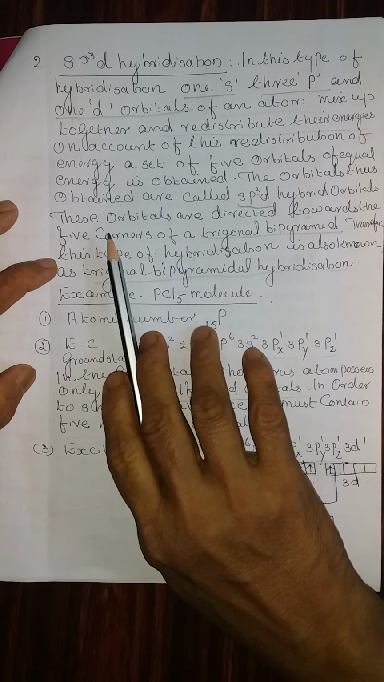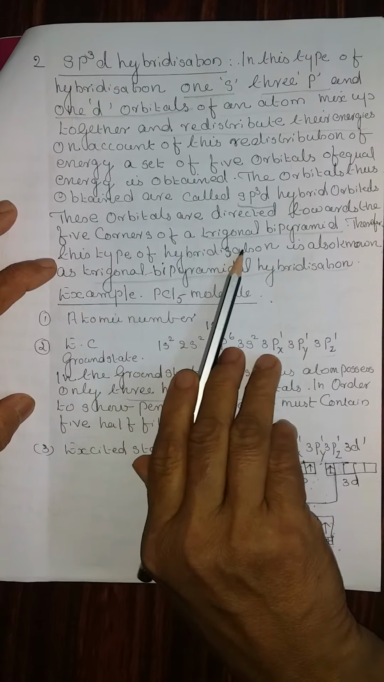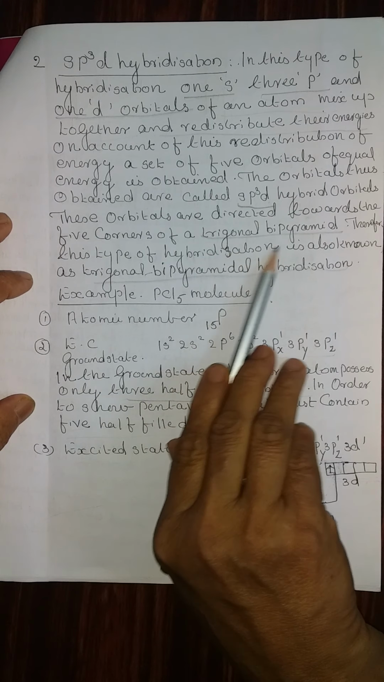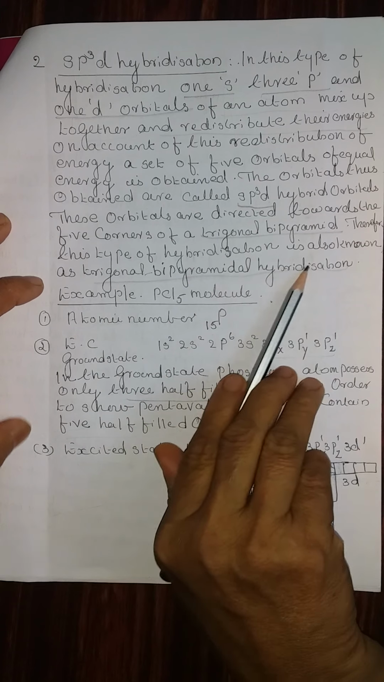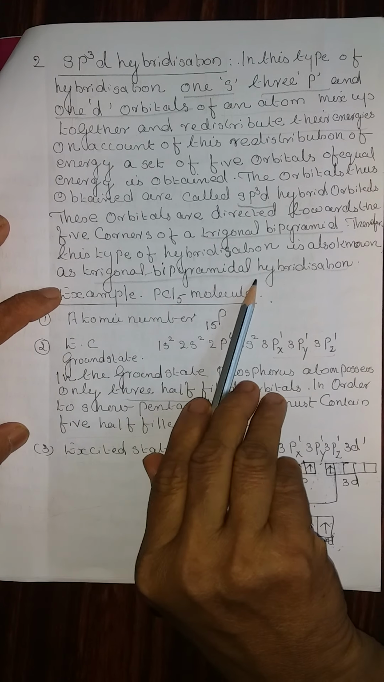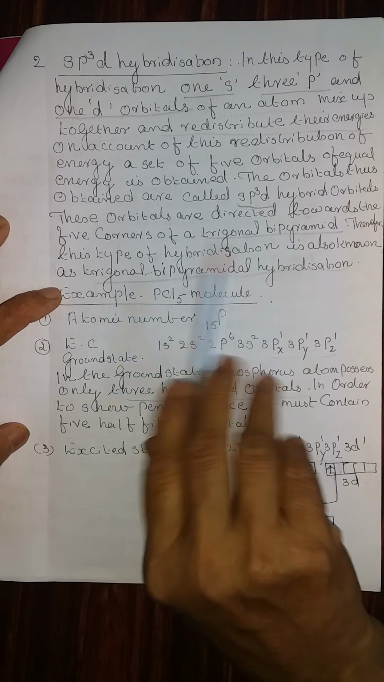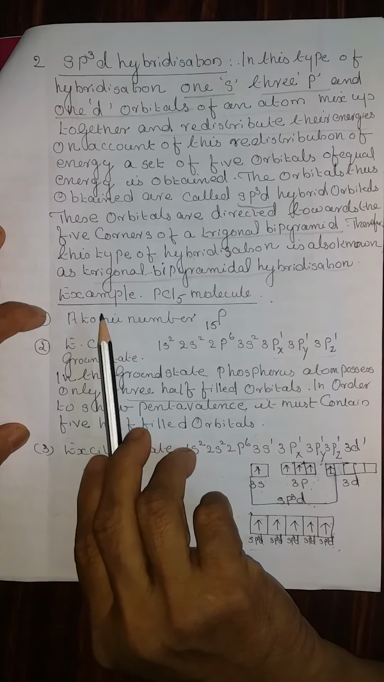Hybrid orbitals. These orbitals are directed towards the 5 corners of a trigonal bipyramid. Therefore, this type of hybridization is also known as trigonal bipyramidal hybridization. Match the following questions and fill in the blank questions.